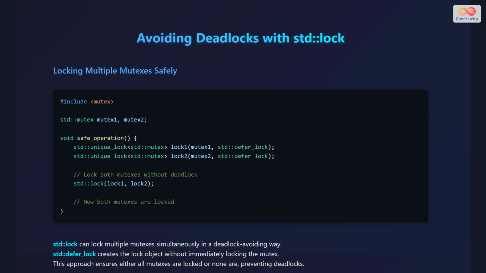Now let's explore how to avoid deadlocks using std::lock. Here's an example demonstrating how to lock multiple mutexes safely. Two std::mutex variables, mutex1 and mutex2, are declared.